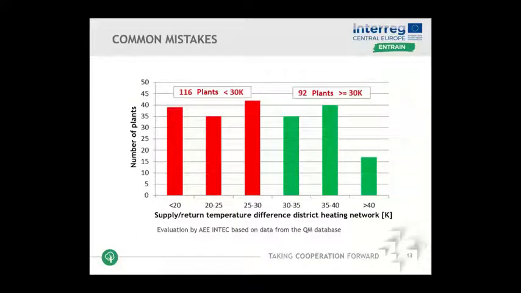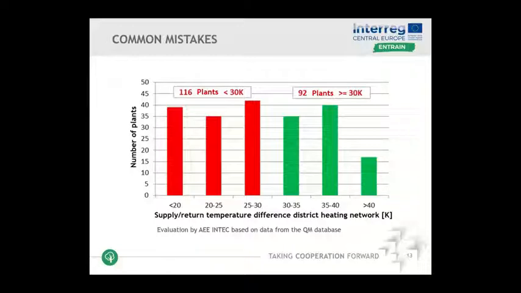Another example for common mistakes is regarding the temperature difference between supply and return flow in the district heating network. This has a high influence on the operation costs because the lower this temperature difference is, the more water volume has to be transported through the heating network, and pumping costs increase. What you can see here is that the share with good temperature differences of above 30 Kelvin is much lower than with temperature differences below 30.